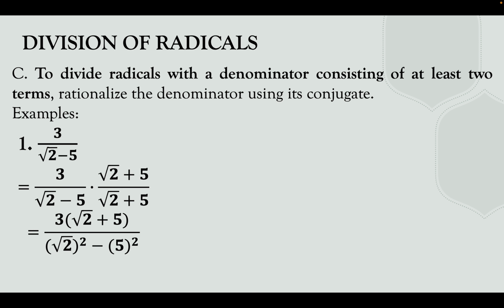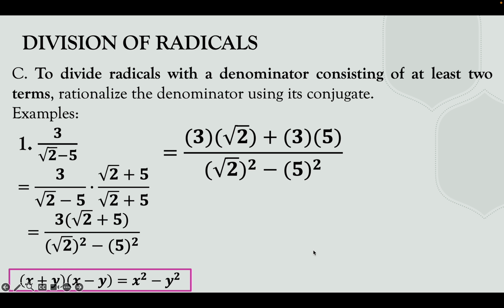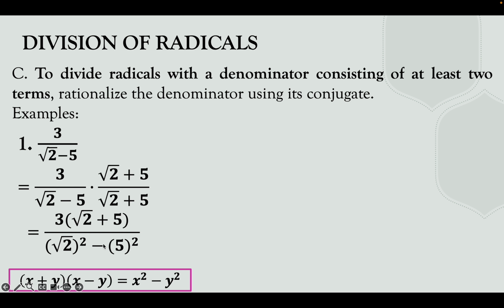So we have now (3 times square root of 2 plus 5) over (square root of 2) squared minus 5 squared. Now, by the square of binomial class, we have different signs with the same terms. So to simplify, we will use x squared minus y squared. Since our first term is square root of 2 and the second term is 5, with different signs here, we will use the difference of squares of binomial. So we have square root of 2 squared minus 5 squared.